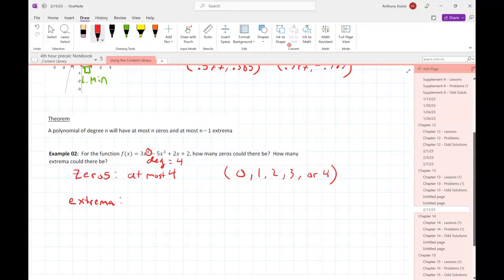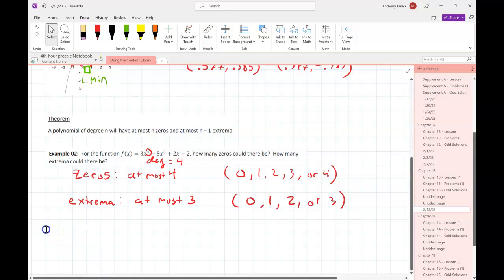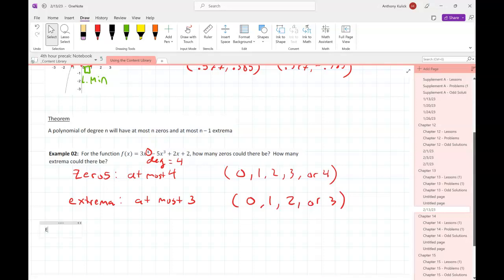How about for extrema? What would I say there? At most 3. Very good. And again, you could have also written it as 0, 1, 2, or 3. Right? Either answer is fine. There's no preference given. We feel okay using that theorem? Very easy, right? And will end up being quite helpful.